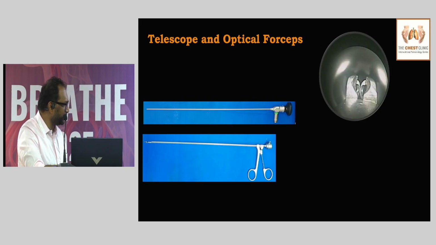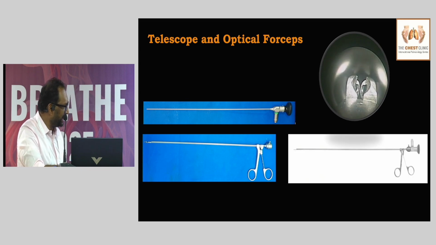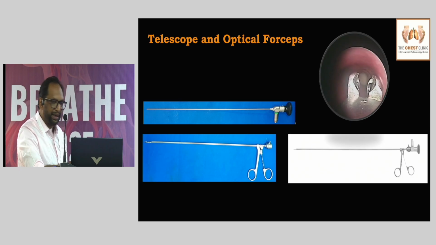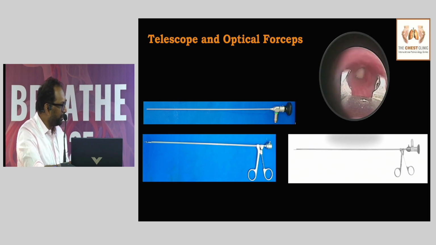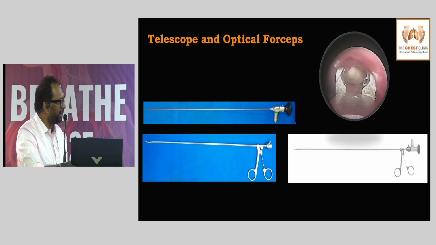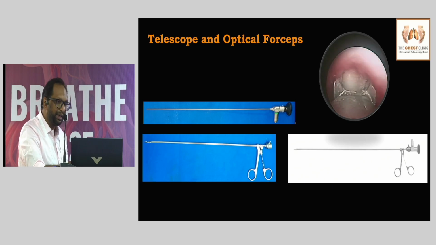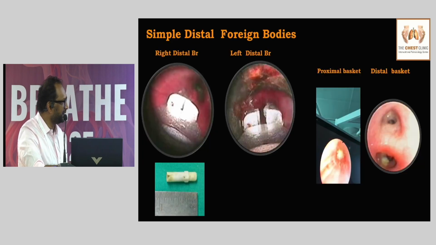And this is the most important tool when you are using a rigid bronchoscope. This is called an optical forceps. As I told you, you combine the telescope, that's the vision, and the hand instrument, that's the forceps, to become an optical forceps. So you have vision and at the same time you can extract it with the forceps. So that's the greatest advantage.